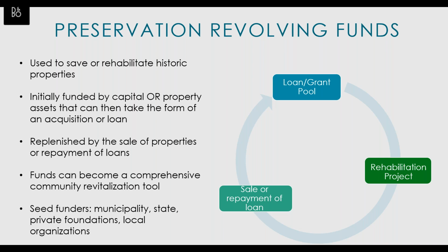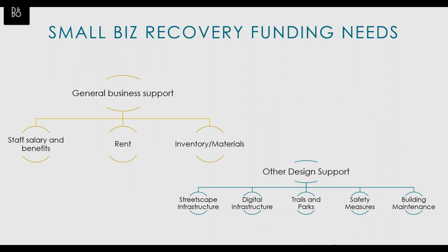I can talk to you more about it offline, but just to give you a sense of a couple of different kinds of funds that we have locally to think about in this COVID-19 world, right? So small business recovery funding needs that we're seeing, that you're seeing, that are rising to the top. So what small businesses need the most right now, right? General business support and design support for other kinds of projects than facade improvement. Maybe that, it kind of depends on the community, of course. You might have still really good uptake with your facade improvement programs, which is great.